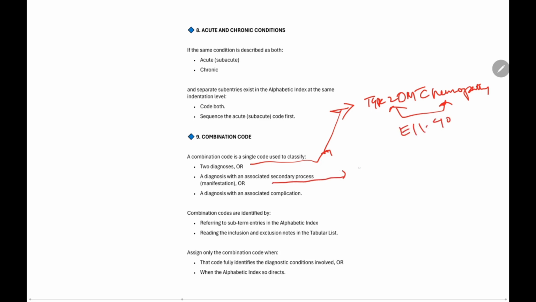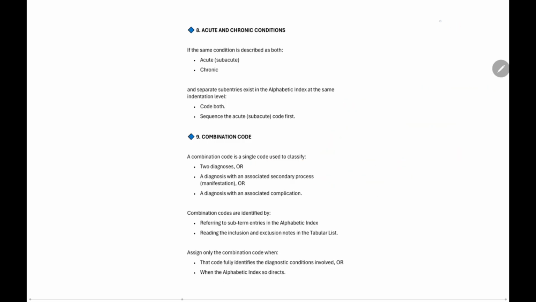Then manifestation and diagnosis: scar due to burn. The patient is coming with a scar due to burns. So what is he admitted for? Because of the scar he is admitted. So first we will write this. Like this, you have an example with two diagnoses. Already we have mentioned the secondary process and associated complication examples before. So this is the combination code.